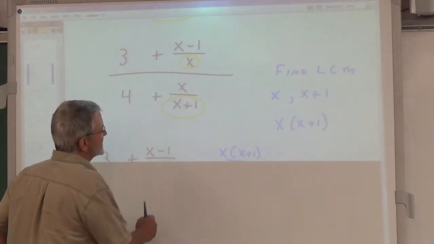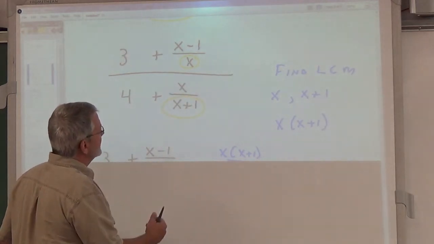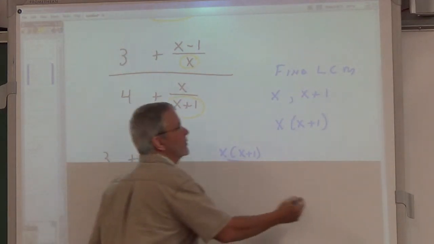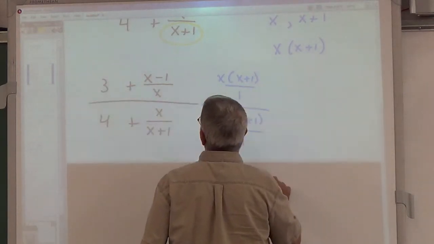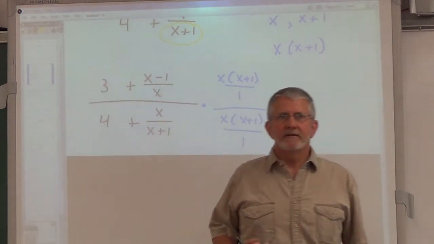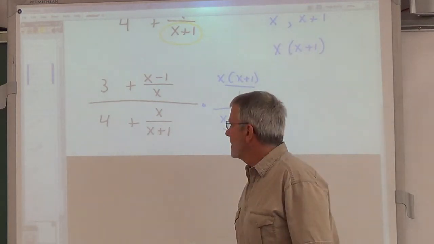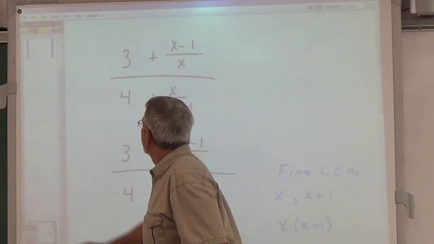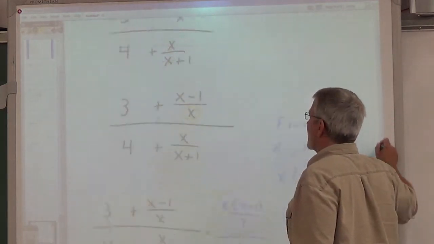So I'm going to multiply the top and the bottom by x times x plus 1 over x times x plus 1. Here we go. You have to be very careful, very meticulous in doing this. Okay? So let's see.